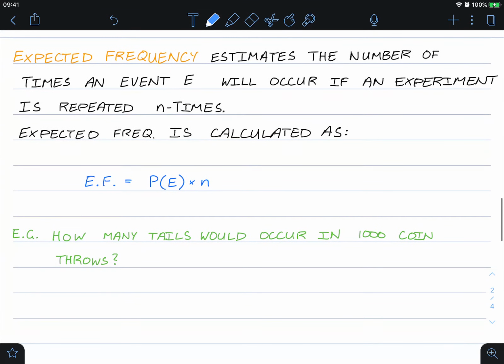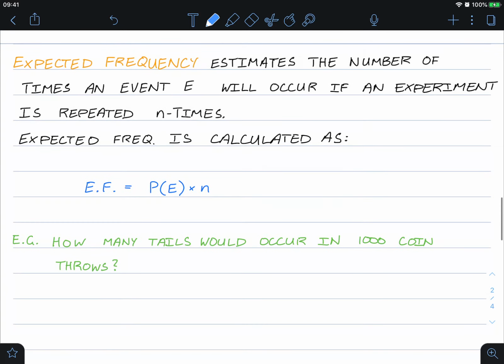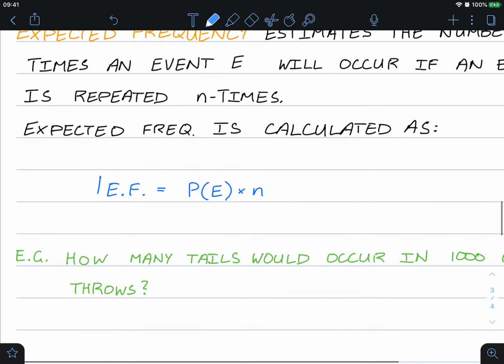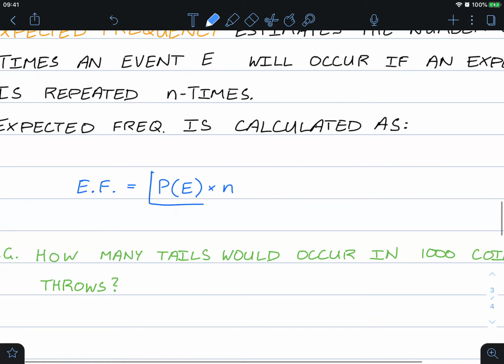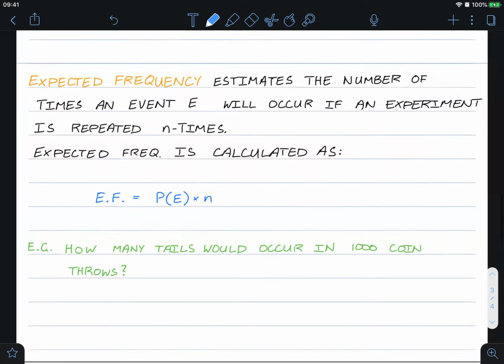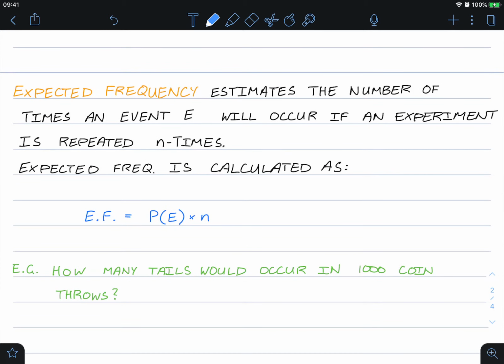One last one. Expected frequency. Expected frequency estimates the number of times an event E will occur if an experiment is repeated n number of times. Expected frequency is calculated as, I write it as EF, expected frequency, equals the probability of E times the number of repetitions of that experiment.